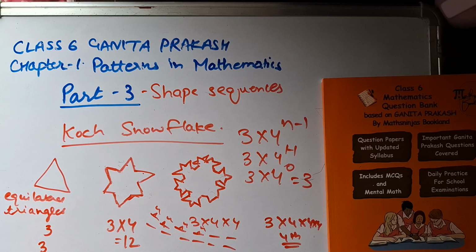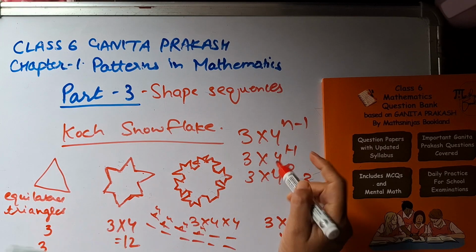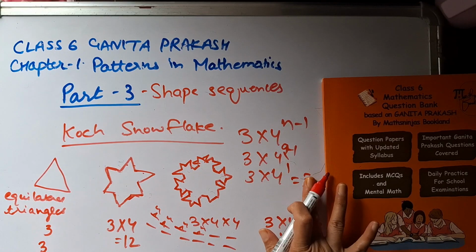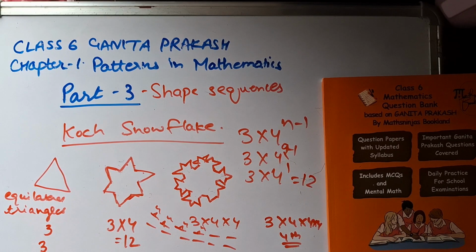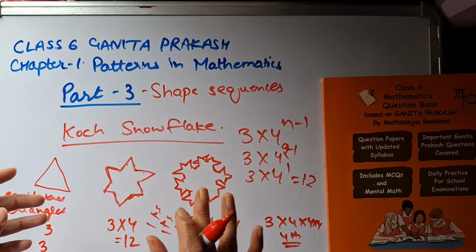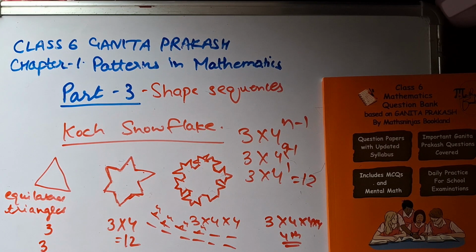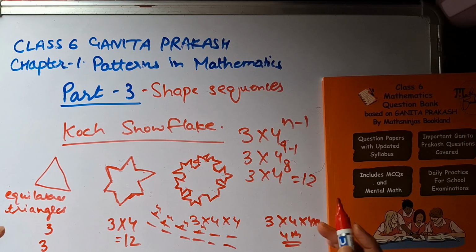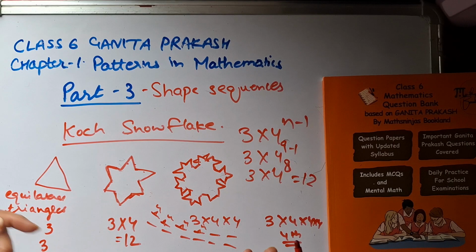And when you replace it by 2, how do you get it? 2 minus 1 is 1. This is 3 into 4, 12. So if I ask you how many line segments will this sequence, Koch snowflake sequence, have on its 9th step, then you just have to replace n by 9. This is 4 raised to power 8. Calculate it.